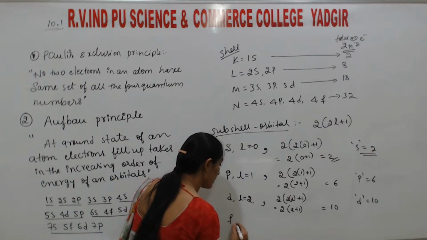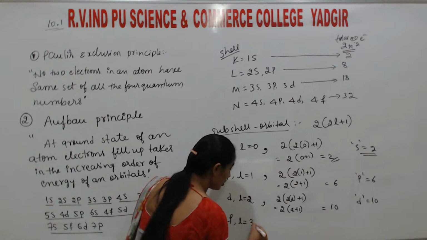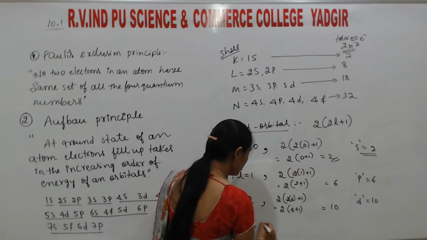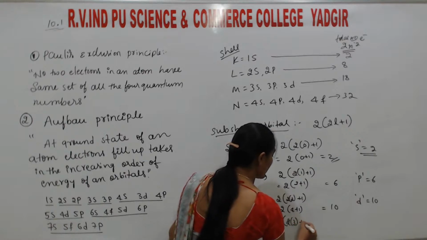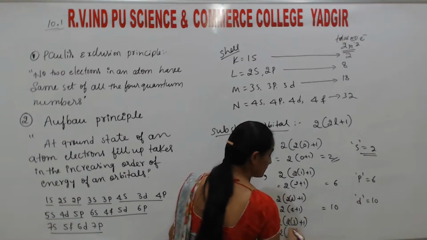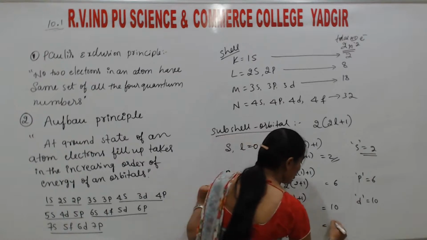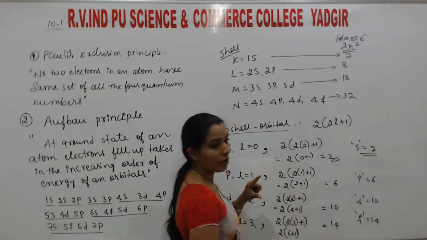Next, f orbital. So for f orbital, l is equal to 3. If l is equal to 3, according to this formula, 2 into 3 plus 1, that is 2 into 6 plus 1, so 7 twos are 14. So the maximum number of electrons in this orbital is 14.